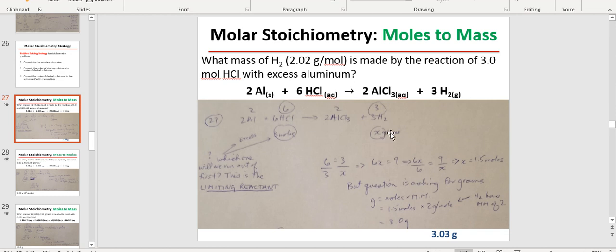I'm asking for grams. Well, I got mole, mole, mole. I can do a box, and that is going to give me an answer of 1.5 moles. So I do my box, 6 to 3, 3 to X. I get an answer of 1.5 moles. But that's not what the question is asking for. I'm asking for grams. So you have to take this 1.5 moles of hydrogen and convert it using your triangle formula. And you get an answer of 3 grams.